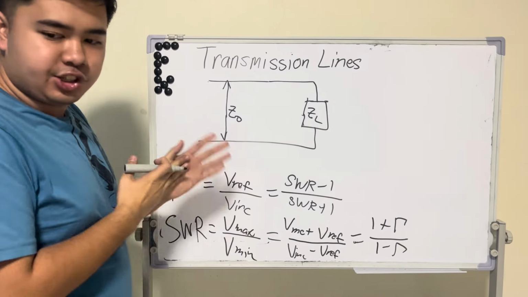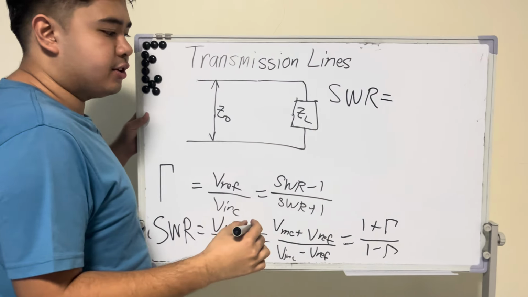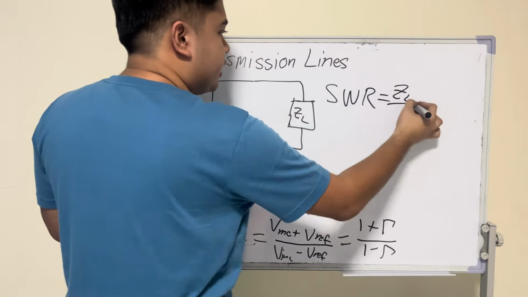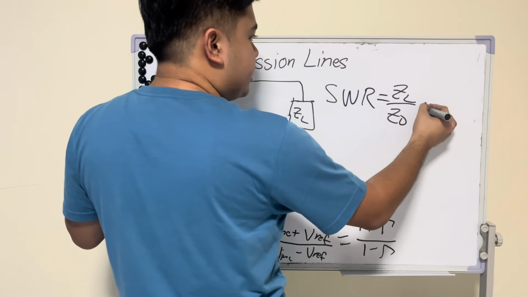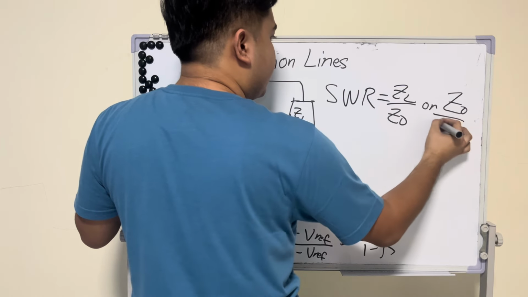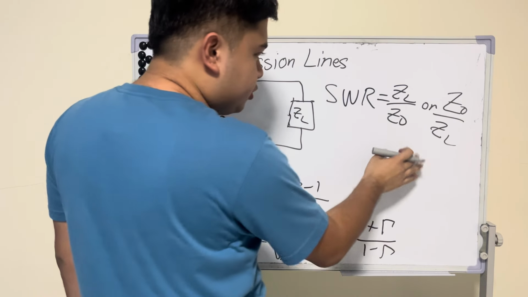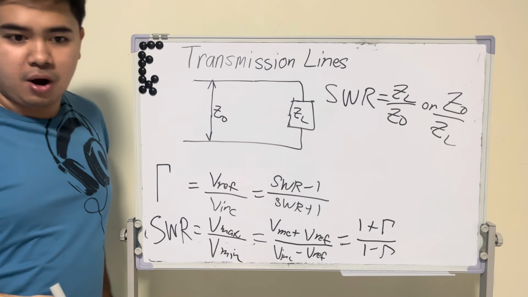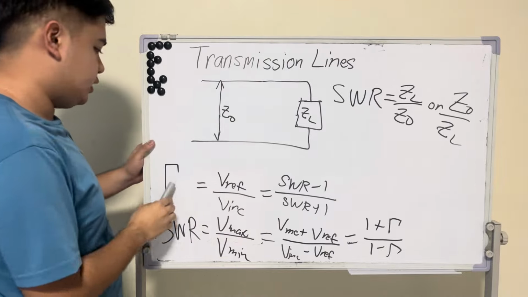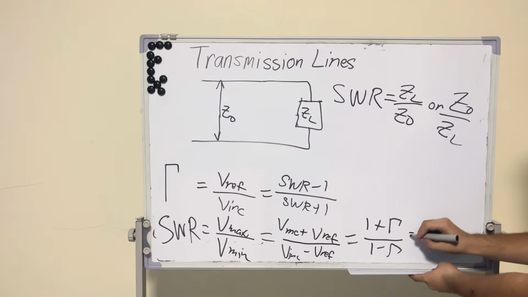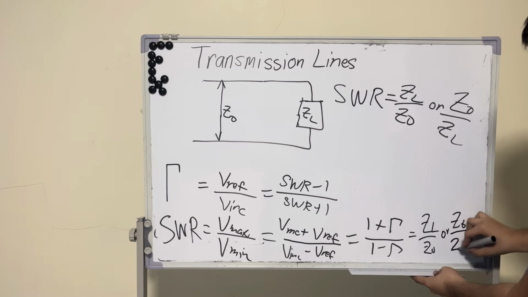Now, the degree of mismatch can be described using the standing wave ratio. The standing wave ratio in terms of impedances is ZL over ZO. But we have the condition that SWR has to be greater than 1. So we can include the additional fact that this can also be ZO over ZL. We can choose either of these two formulas, granted that the answer we choose is greater than or equal to 1. Alright, so we can put this into the formula list here. We can put ZL over ZO or ZO over ZL.